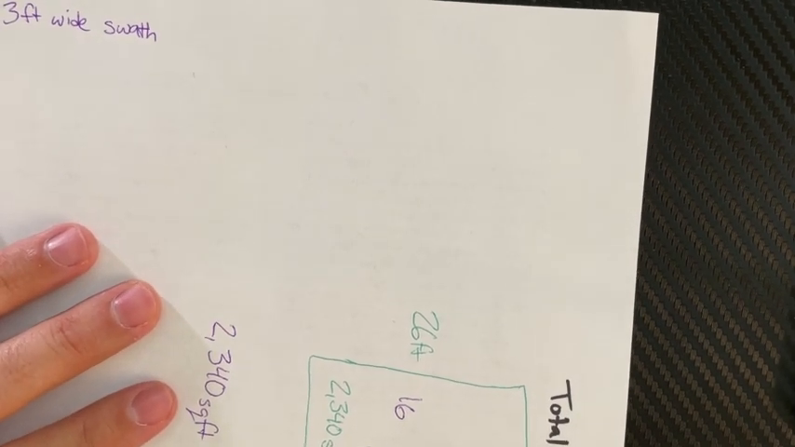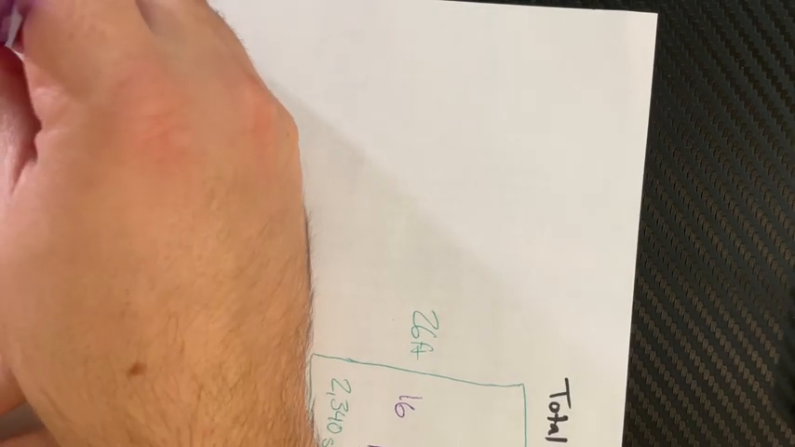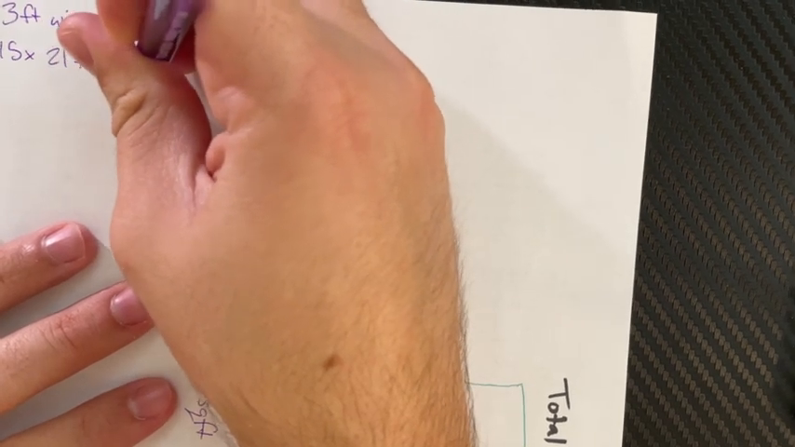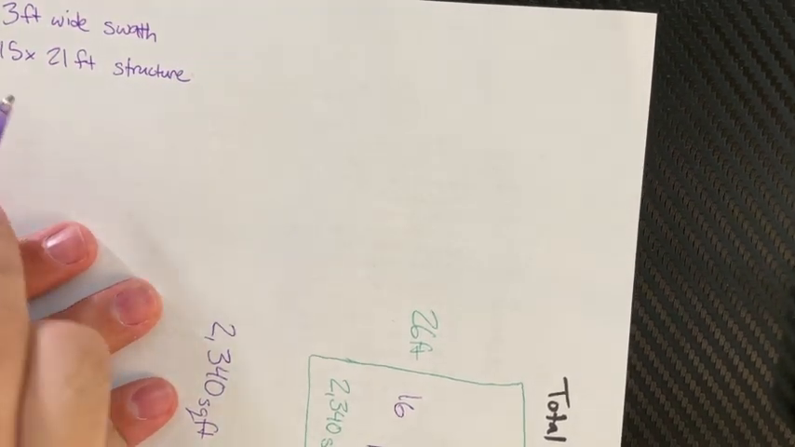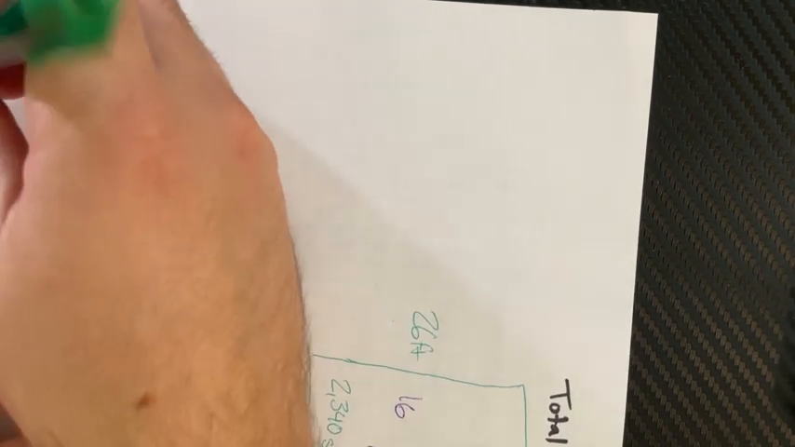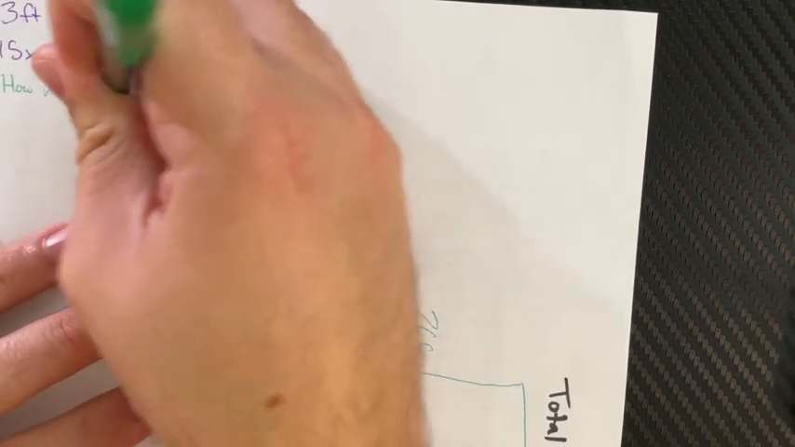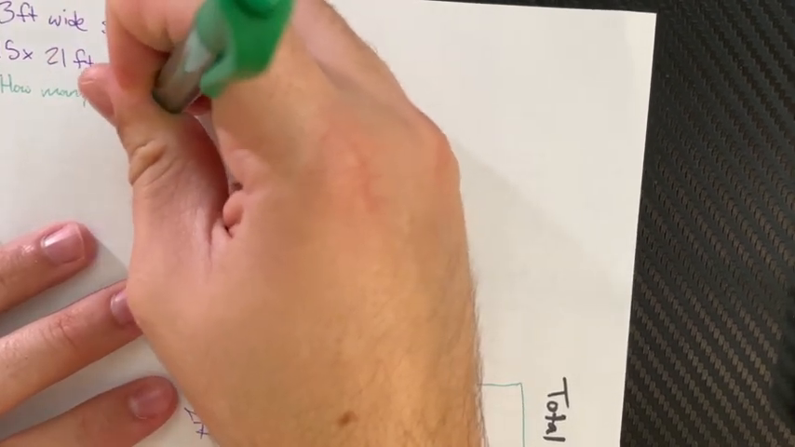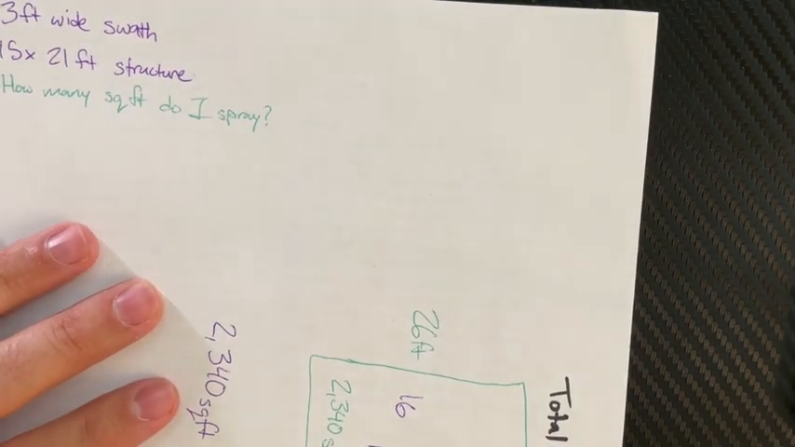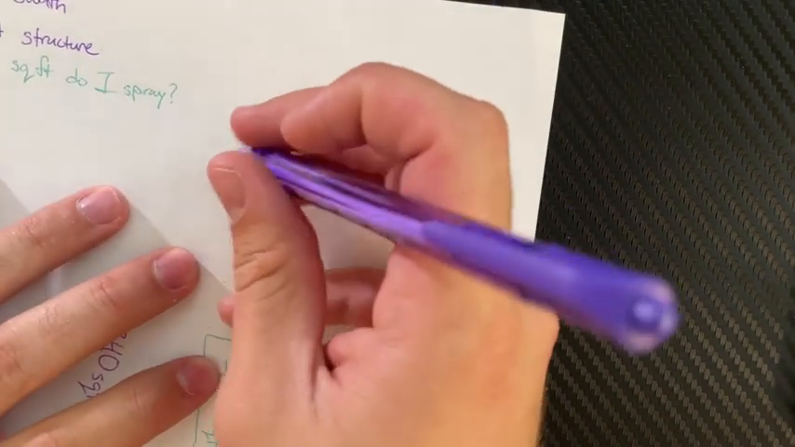You are spraying a 3-foot wide swath all the way around a 15 by 21 foot structure. Okay, so a 15 by 21 foot structure, and that's the home or the shed or whatever. That's the inside area. How many square feet do we spray? So our answer: how many square feet do I spray? Okay, and this way you can just keep track of what they gave me and what they want. Okay, so now let's draw it.